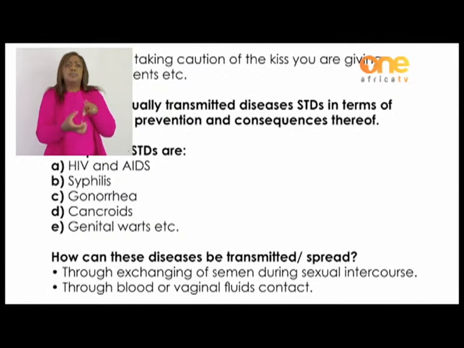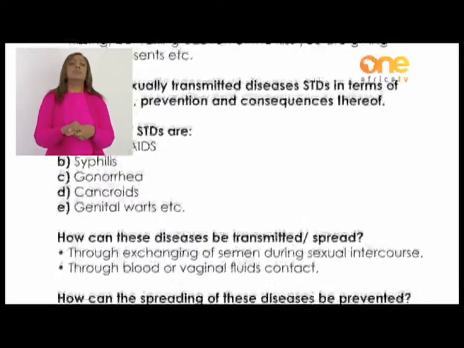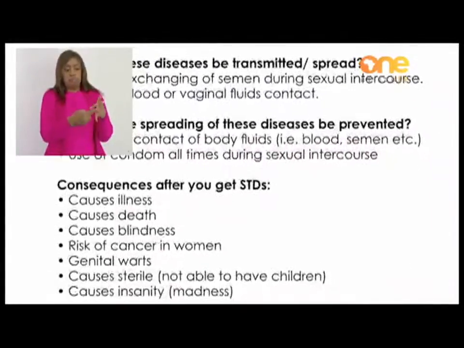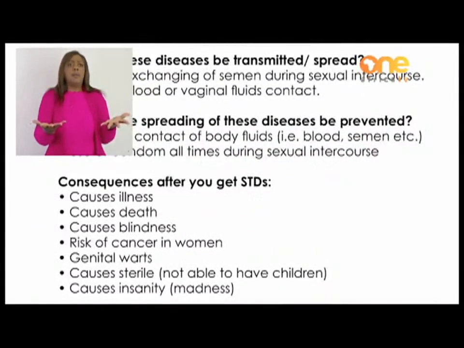Let's now look at how these diseases transmit. How can these diseases be transmitted or spread from one person to another? These diseases can be transmitted through the exchange of semen during sexual intercourse. Another way they transmit is through blood or vaginal fluid contact.